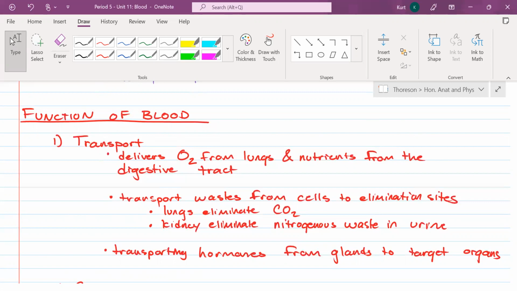Your blood will transport waste to elimination sites, whether it's exhaling carbon dioxide, CO2, produced by your cells, or other nitrogen-based wastes produced by your cells that need to be excreted, typically through urine. And as you should know from very recent lessons, hormones are transported throughout your circulatory system via your blood, from the endocrine gland to the target organs.